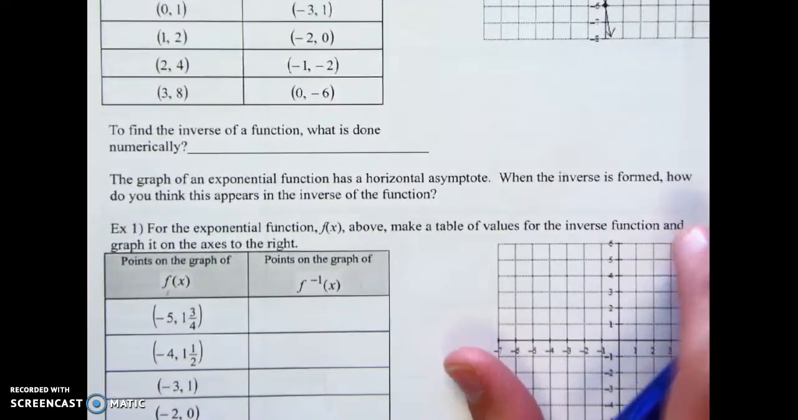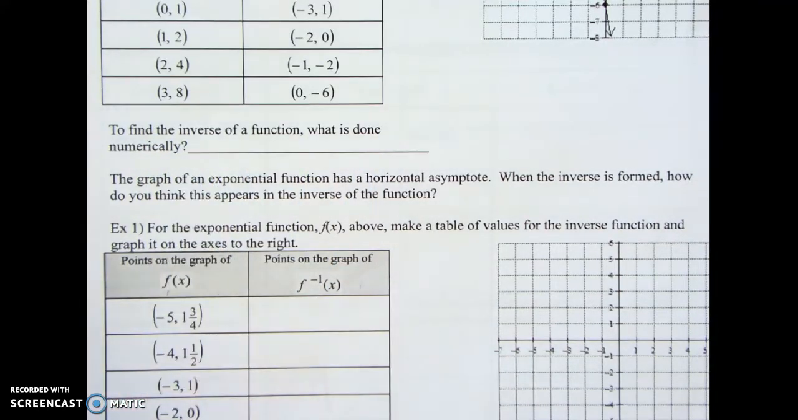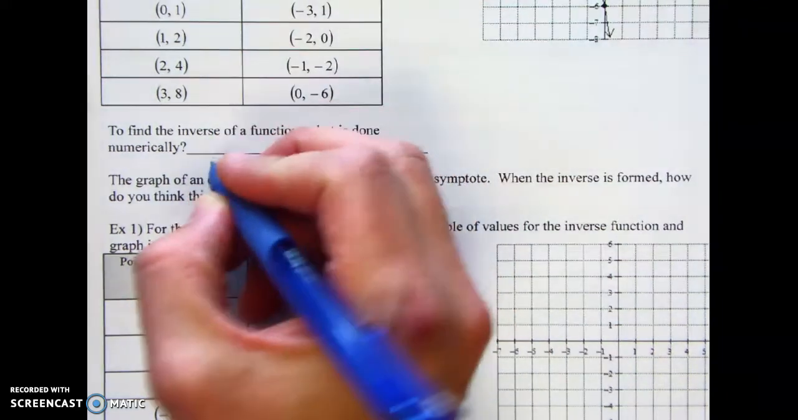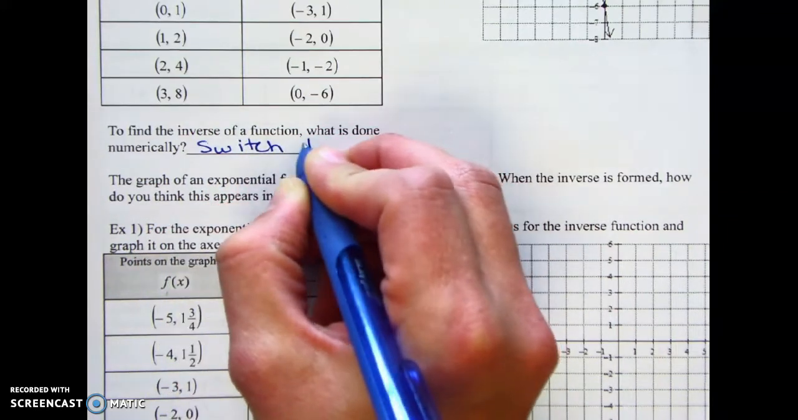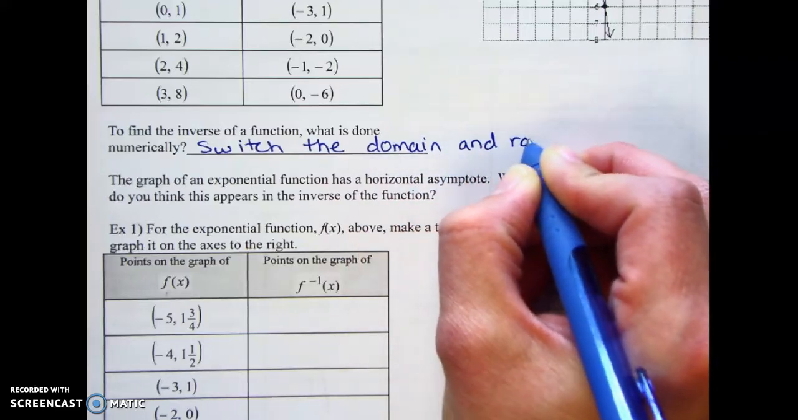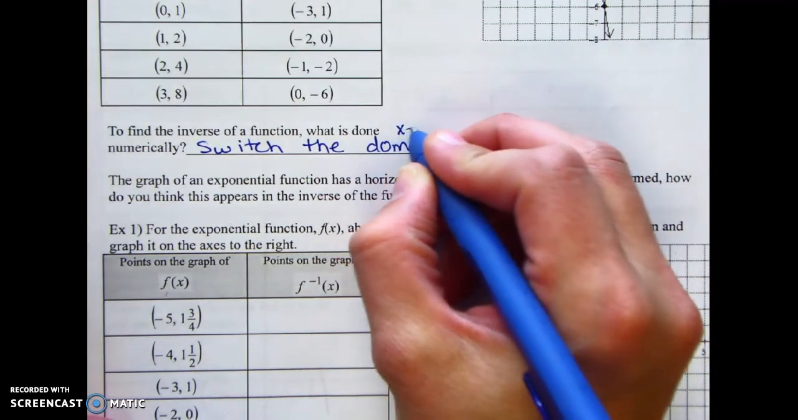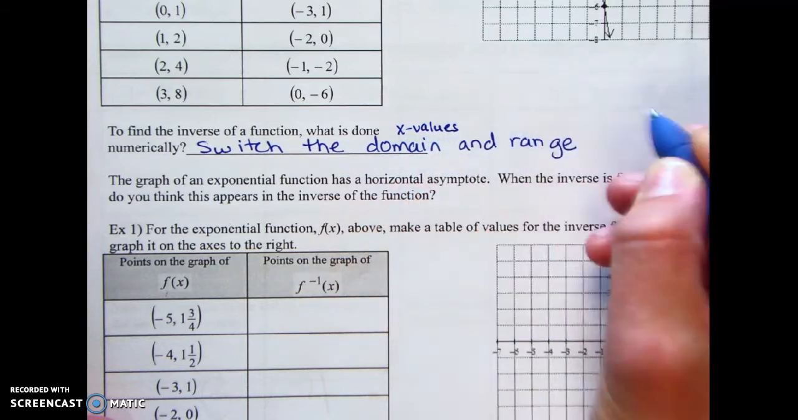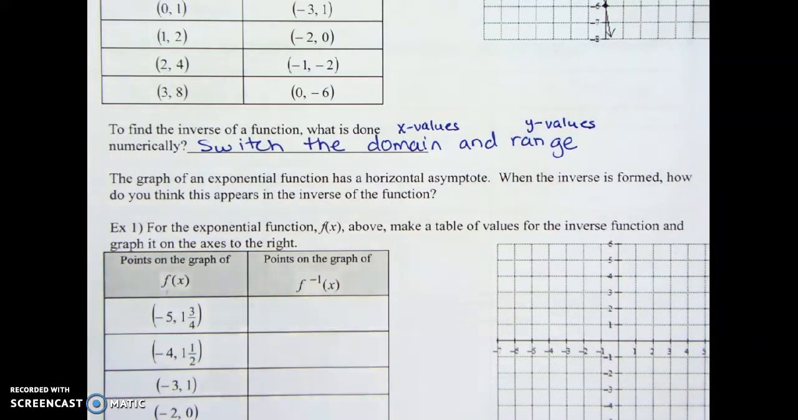Yes? Okay. So to find the inverse of a function, what is done numerically? You may or may not know this, but that's why I'm teaching you. Okay, ready? You're going to switch, S-W-I-T-C-H, switch the domain and range. And what is the domain? The domain, they're the x values, right? And what's the range? Y values. So to find the inverse function, we're just going to flip the x's and the y's.